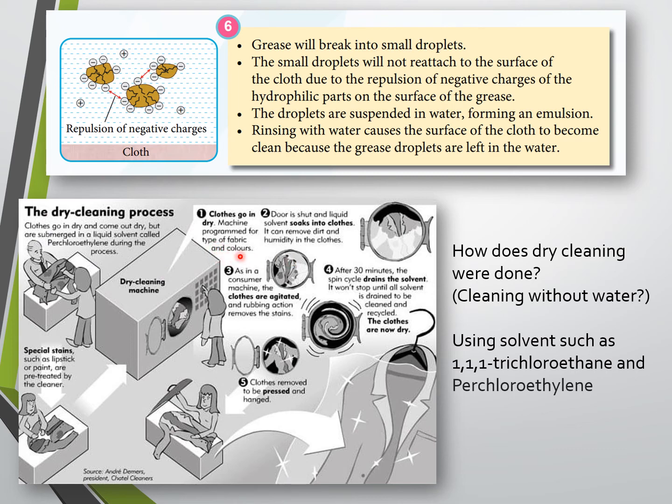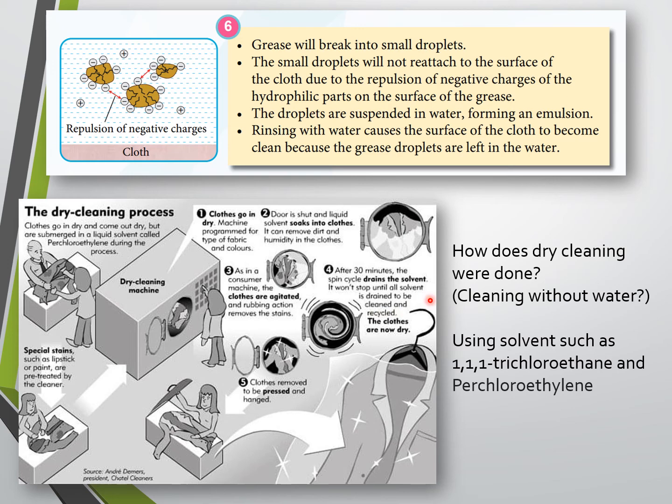Program type of fabric and colors. The solvent's shine and liquid soak into the cloth. It can remove dirt and humidity in the cloth. As in a consumer machine, the clothes are agitated and the rubbing action removes the stains. It is important: after 30 minutes, the spin cycle drains the solvent.